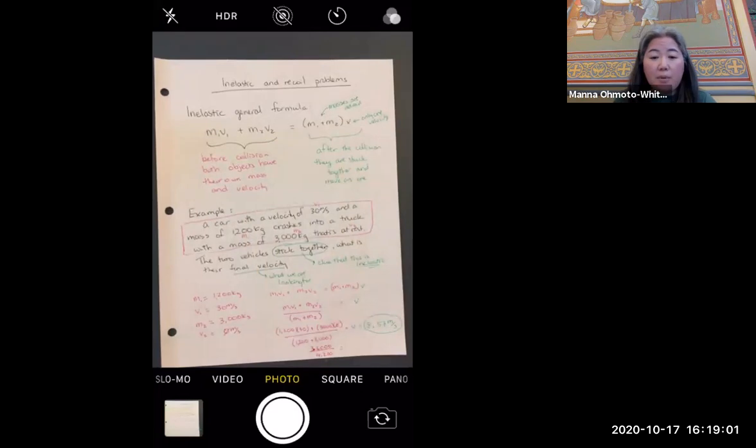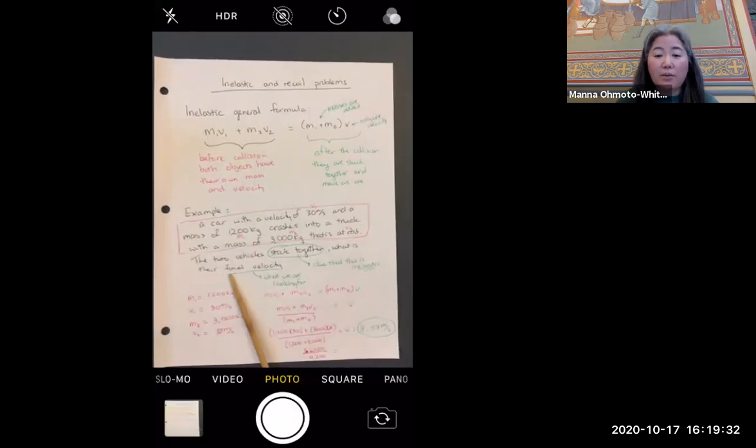Here's an example. A car with a velocity of 30 meters per second and a mass of 1,200 kilograms crashes into a truck with a mass of 3,000 kilograms that's at rest. This pink part is setting up the before. This is before they've crashed. The two vehicles stick together. That's the clue that it's inelastic. What is the final velocity? That's what we're looking for. And when we say final velocity, that is, again, a clue that they're stuck together.